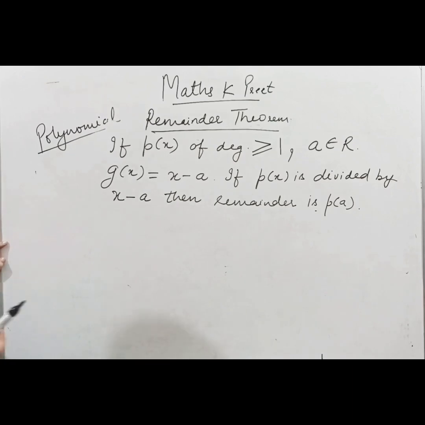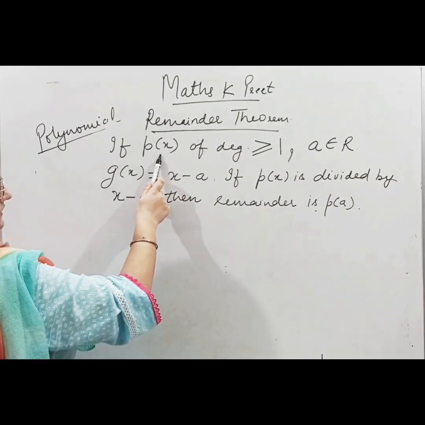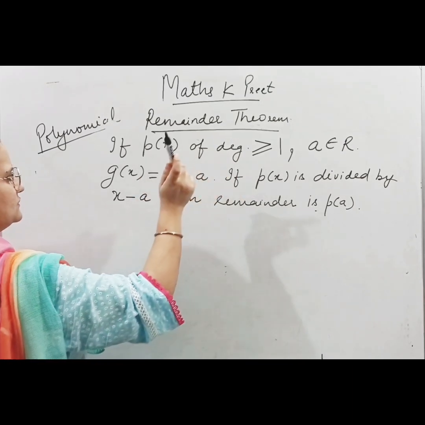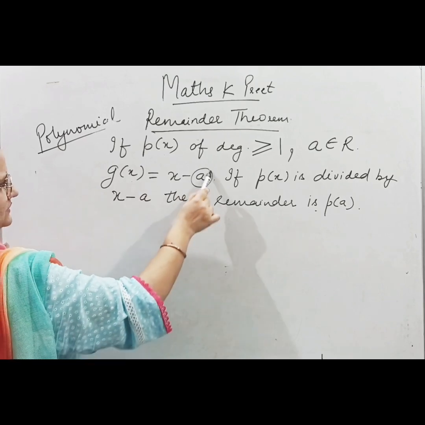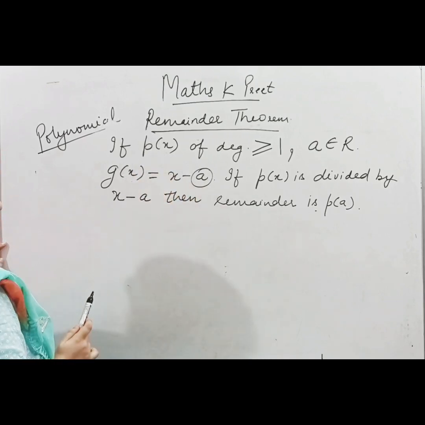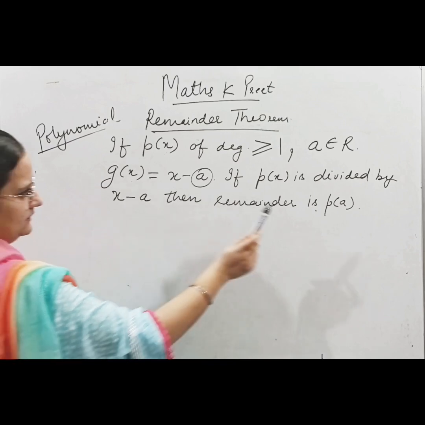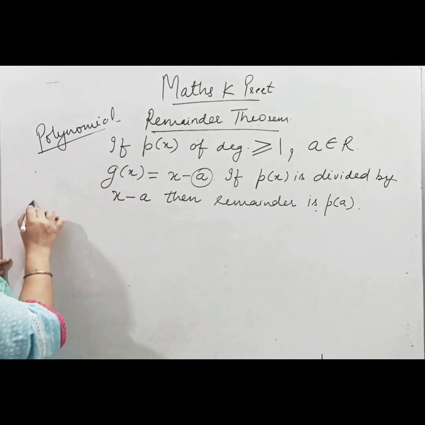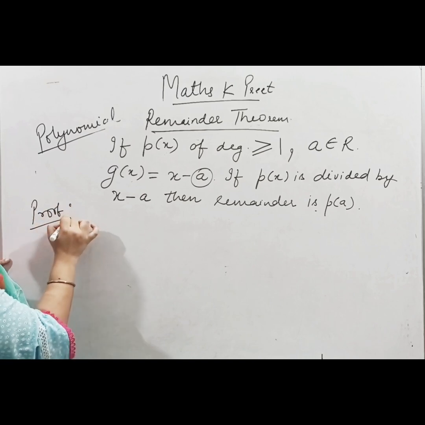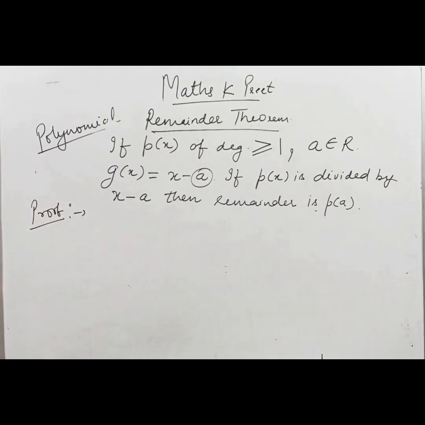So if we have two polynomials satisfying these conditions, that the degree of p(x) is greater than or equal to 1 and the second polynomial is linear, then we can just put this value here in the first polynomial, or dividend, and we will get the remainder. This is the remainder theorem. So let's check the proof for this theorem. The proof is very simple. We will just write what we have right now.